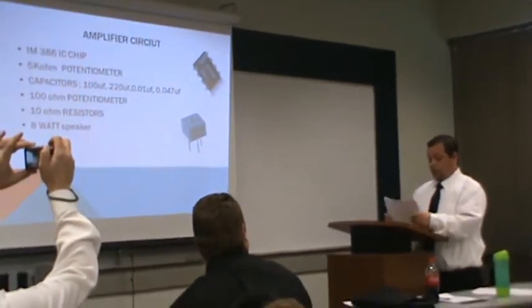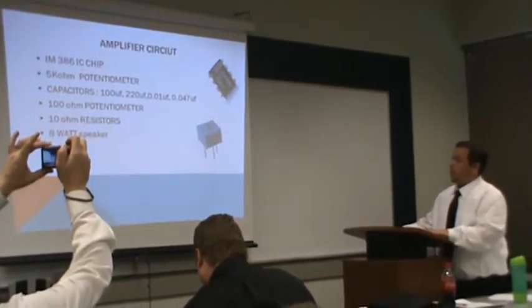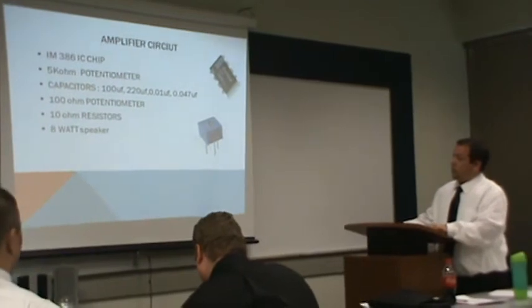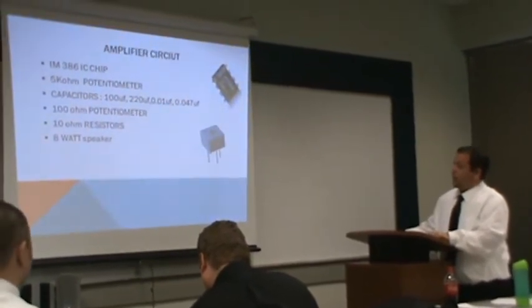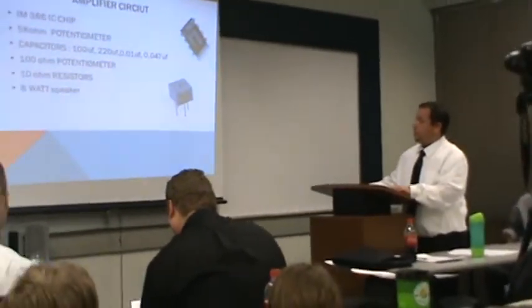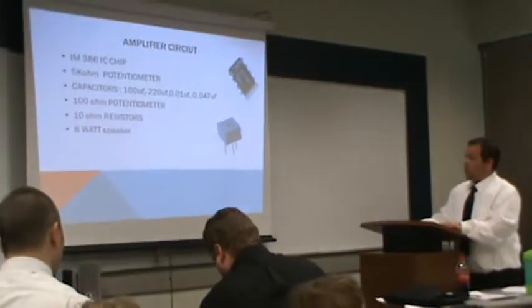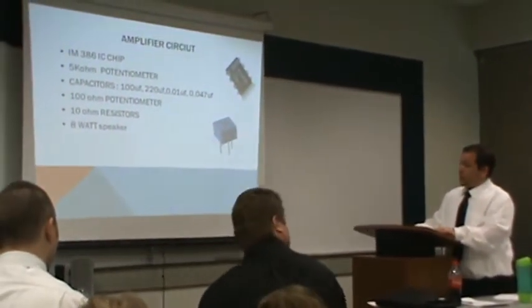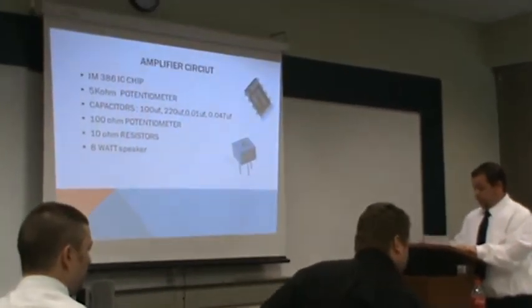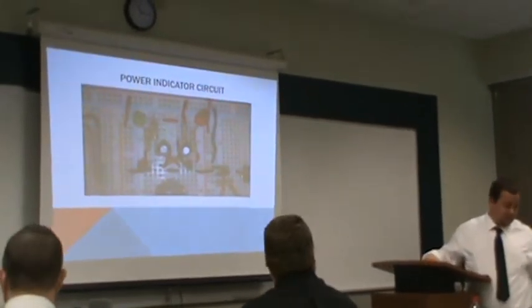The amplifier circuit consists of a 386 IC chip with a 5K ohm potentiometer, a 100 microfarad capacitor, a 220 microfarad capacitor, a 0.1 microfarad capacitor, and a 0.47 microfarad capacitor. Also a 100 ohm potentiometer, 10 ohm resistors, and an 8 ohm speaker. We actually added another 8 ohm speaker onto that as well.